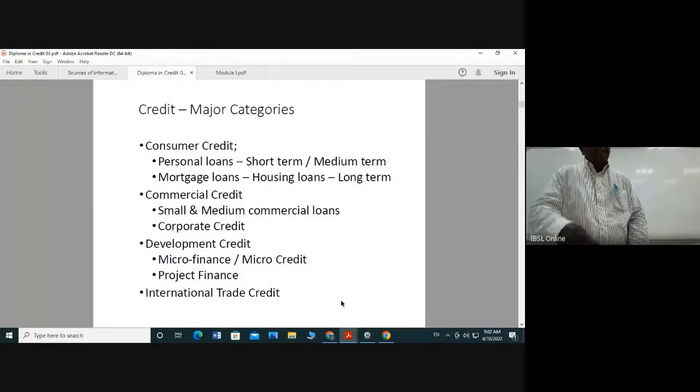International trade credit, though we showed it separately, is also a commercial credit, but the type of credit facilities differ, and because of that we show it separately. Otherwise, international trade credit also comes under commercial credit. So this, of course, we have discussed in our previous lecture.